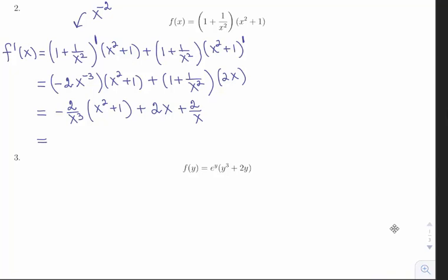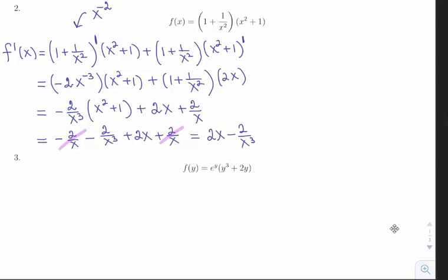Okay, let's see. I'm multiplying through here. I'm going to get negative 2 over x minus 2 over x cubed plus 2x plus 2 over x. Some things will cancel out. The final answer, I should get 2x minus 2 over x cubed.